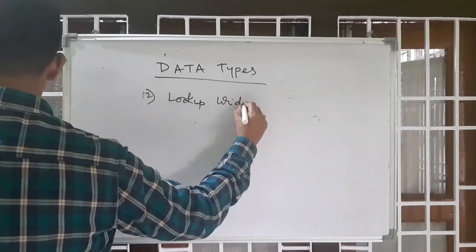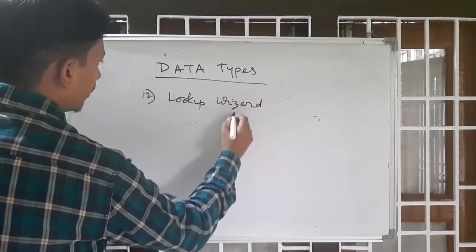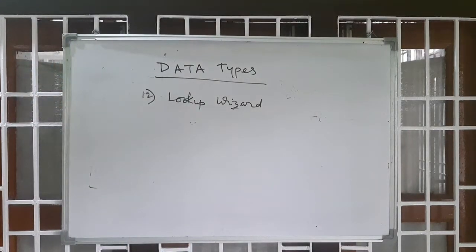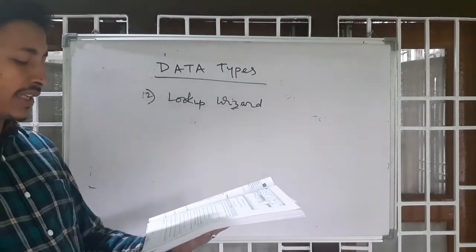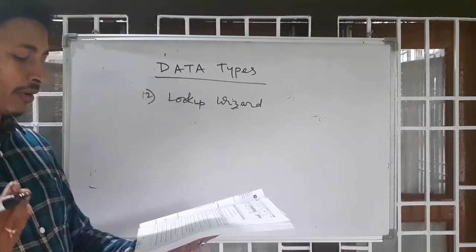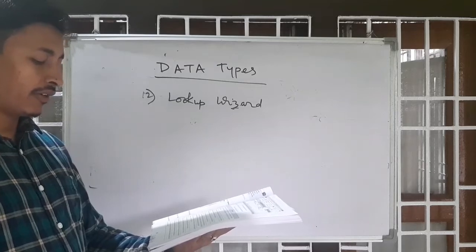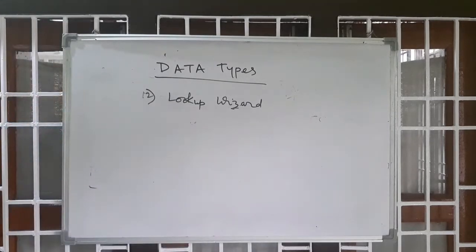Lookup wizard. Lookup wizard is used for what purpose? In the book you can see here, the lookup wizard field shows a list of values that may be taken from a table or a query or specified while creating the field. Means what? This field is used to show a list of values that may be taken from a table.